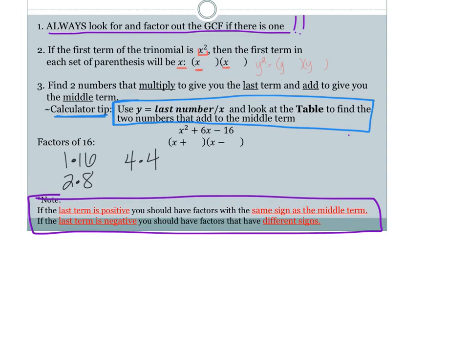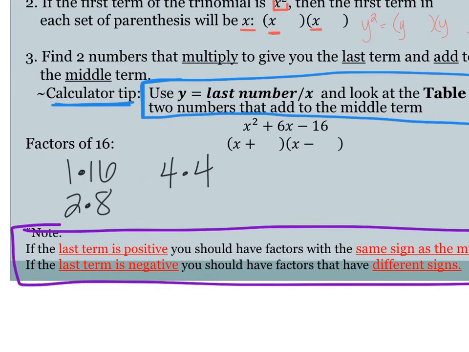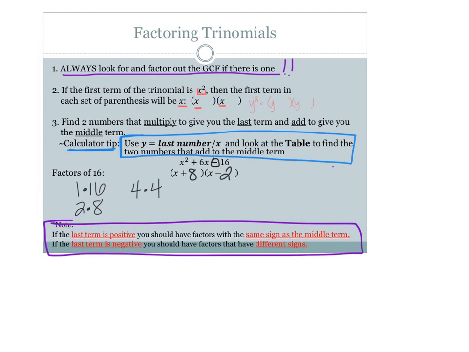So looking at this group of factors, 1 times 16, 2 times 8, 4 times 4, knowing that the sign in the problem is negative, that means one of these numbers has to be negative and the other one has to be positive. And the only combination that'll actually give us a positive 6 is to have a positive 8 and a negative 2. Okay, so that's one way that we can factor.